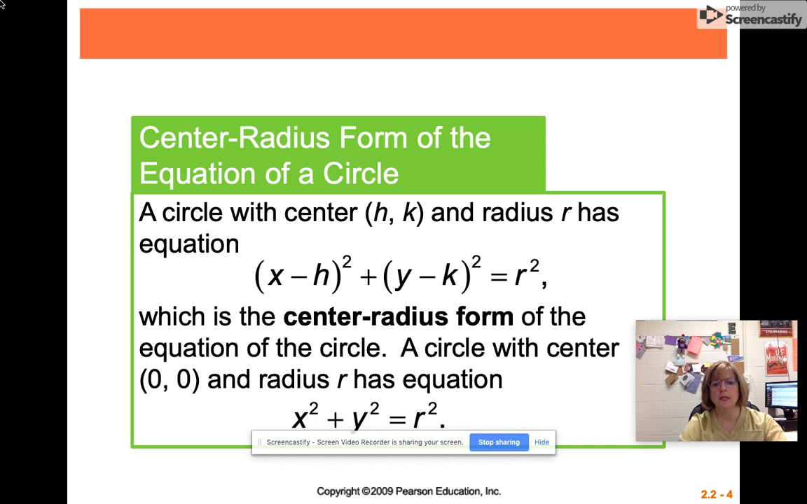Now you'll notice down here that for circles that have a center at 0, 0, they're not going to bother writing x minus 0 squared plus y minus 0 squared. They're just going to go ahead and write it as x squared plus y squared equals r squared.